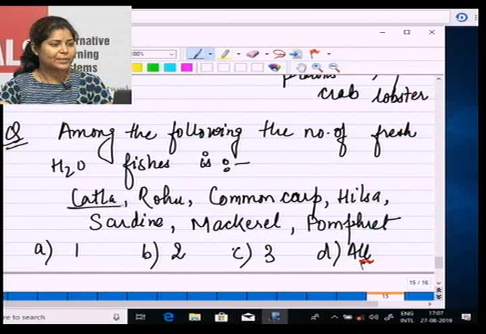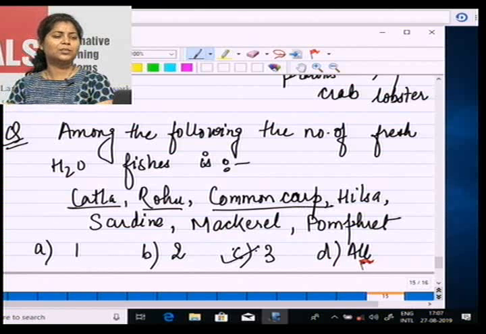So the common freshwater fishes are katla, rohu and common carp. That gives you the third option.